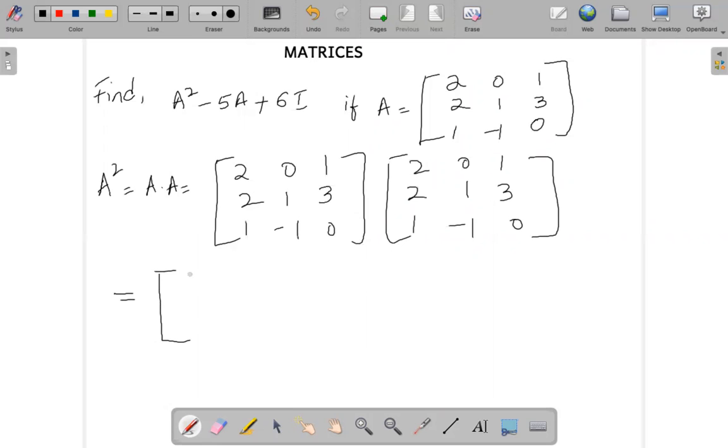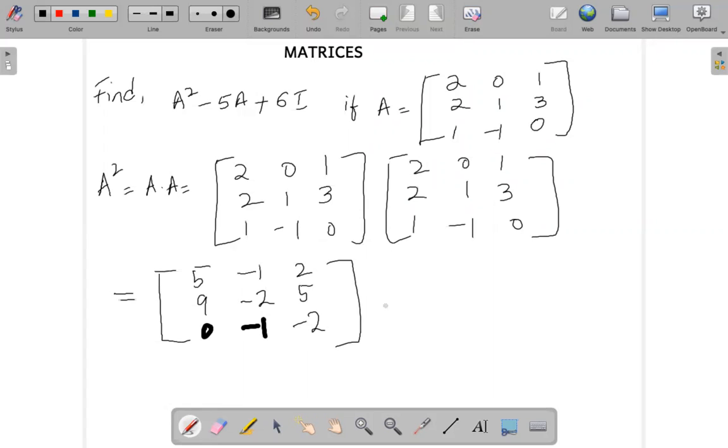Now, after multiplying, we get the final answer, which is 5, minus 1, 2, 9, minus 2, 5, and then 0, 1, minus 1, and minus 2. So this is what we get. That is A squared.